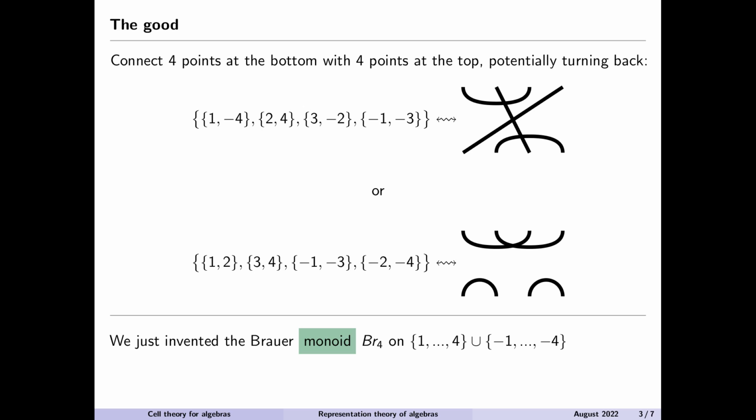Right. And we get this monoid out of it. This was the Brauer monoid. It was one of the first monoids of this diagram type. It goes back to Brauer in the 30s of the last century in his study of invariants of symplectic and orthogonal groups. But we don't need to know that. It's just a combinatorial picture.